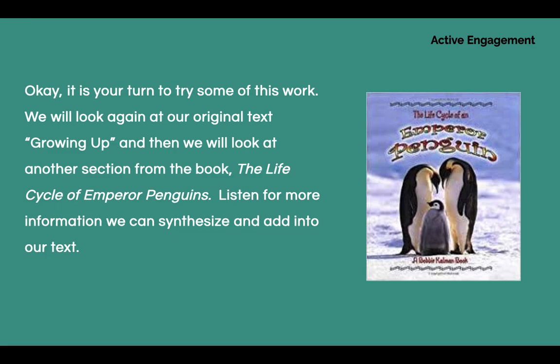Now it's going to be your turn to try this work. We're going to look again at a text called our original Growing Up text. And now we're going to look at another book and the section of that book, The Life Cycle of Emperor Penguins. Now you're going to listen to this third book and see if it has even more information that we can synthesize and add into a combined understanding of the text.